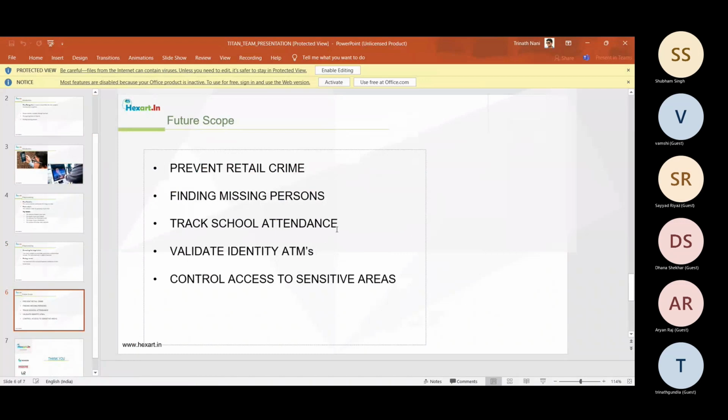School attendance tracking is running in China, and we can also validate the ATM by the identity of the face, and also control access to sensitive areas where some people are restricted from coming in. By facial recognition, you can control them. That's it, sir.